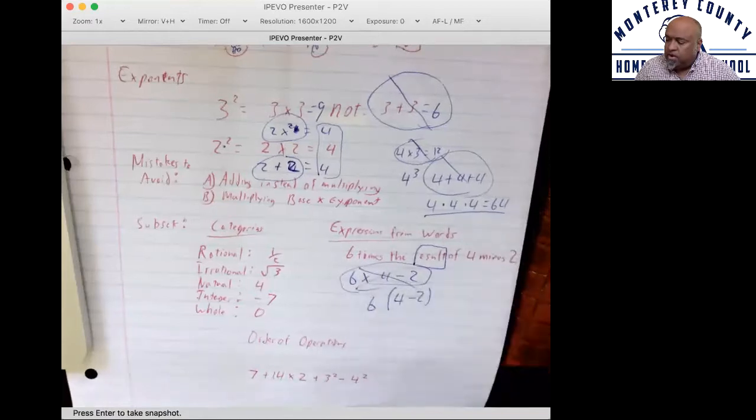This one is how it should not be written. Let me say why. If I simplified this, I would get 12. If I simplified the other one, I go 6 times 4 is 24, minus 2 would be 22. So I'm going to get the wrong answer. That's why some of you got half credit on that particular question, or on questions similar to that.